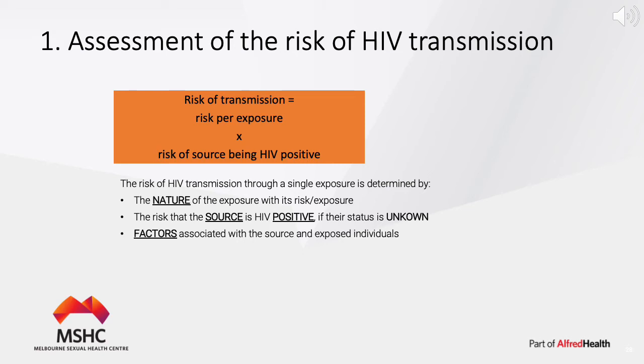So basically, the nature of the exposure with its risk, like I said, whether it's condomless receptive anal sex or insertive anal sex or vaginal or injecting drug or mucosal barrier, and what is the risk of the source being HIV positive. If the source tells you that they're HIV positive, then we need to find out whether that person is on treatment or not. Because if they're on treatment, then U equals U. But if their status is unknown, then we have to look at the prevalence of HIV in that particular population.